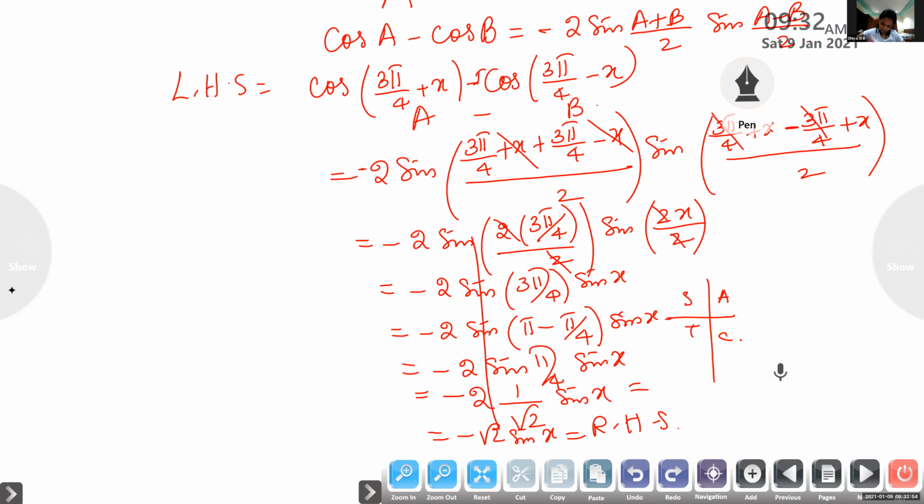So here x will get cancelled. You will get sine of 2 times 3 pi by 4 by 2 into sine of x plus x, that is 2x by 2. So the 2 will get cancelled, and you'll get minus 2 sine 3 pi by 4 into sine x.